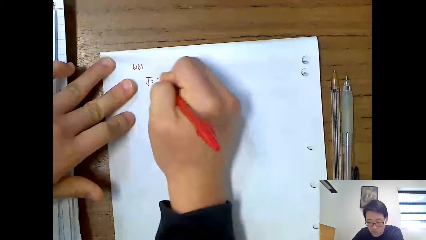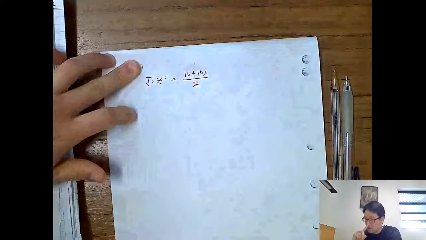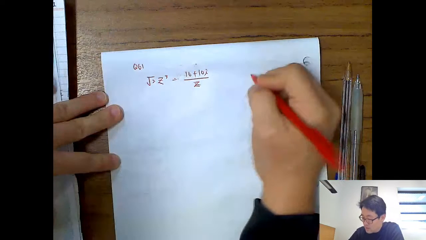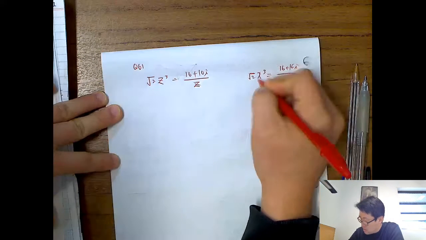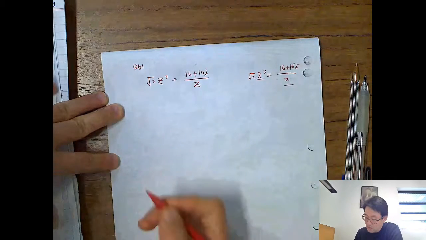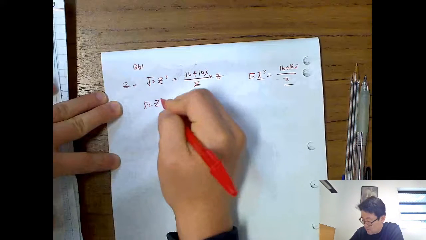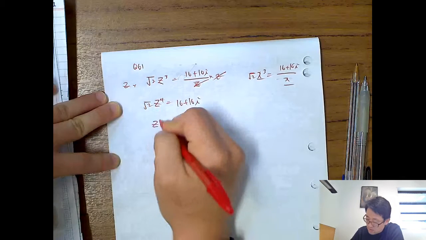And question 60, I won't solve it, but question 61: square root, z cubed equals 16 plus 16i z. What I want you to think about is this. If there was x, the same thing, we're dealing with that. I want to get rid of that z there. So it's 16 plus 16i, isn't it? And then z.